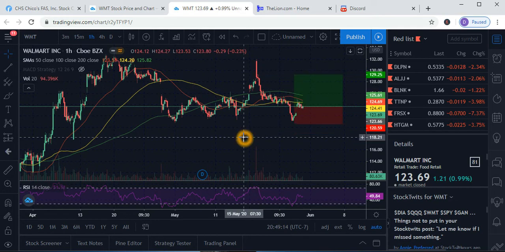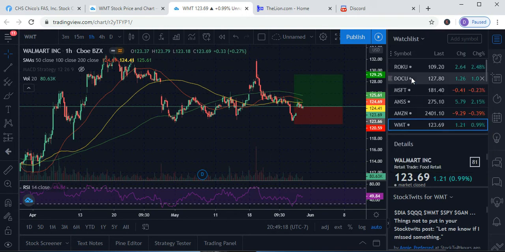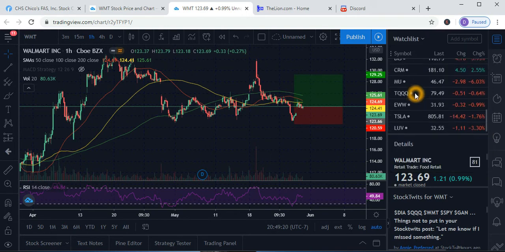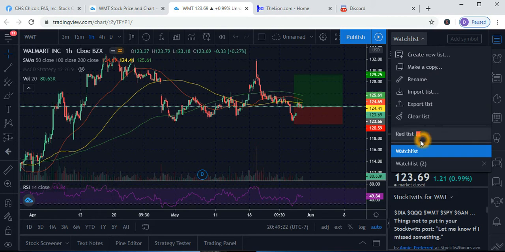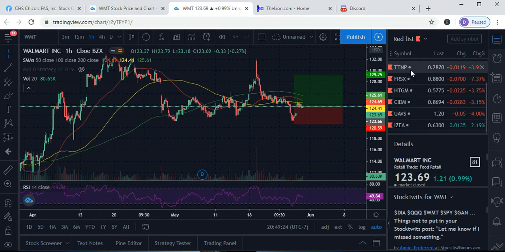Even the free version of TradingView allows you to set up lists. So I have my watch list. This contains all my big blue chips that I look at. And then I also have a red list. A red list is all my penny stocks that I'm looking at. You can set this up however you want. I just want to show off how it has these cool features right out of the box. You don't need to pay for anything.